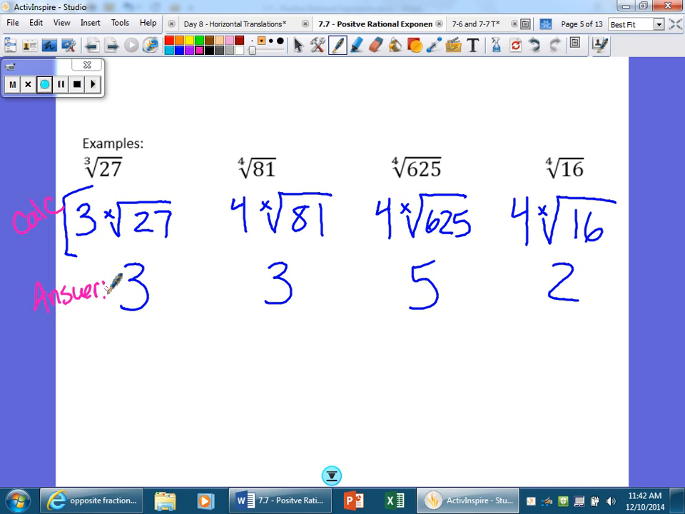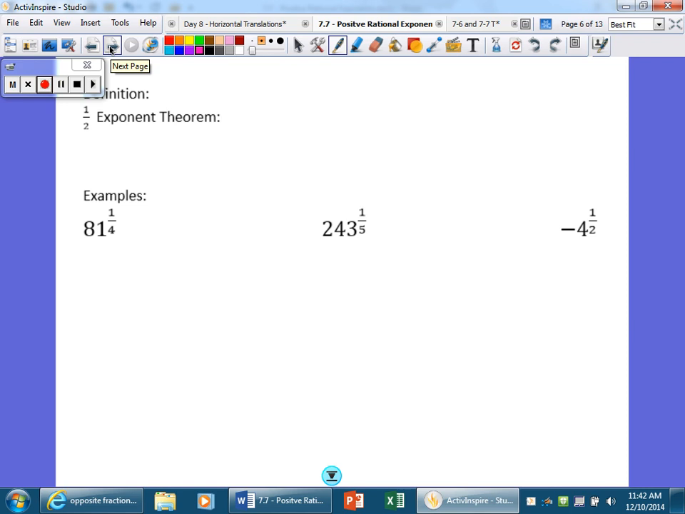Okay. So next one, we're going to learn another theorem. Sometimes variables are going to be raised to a fraction. So here's what this theorem is. It's the 1/2 exponent theorem.